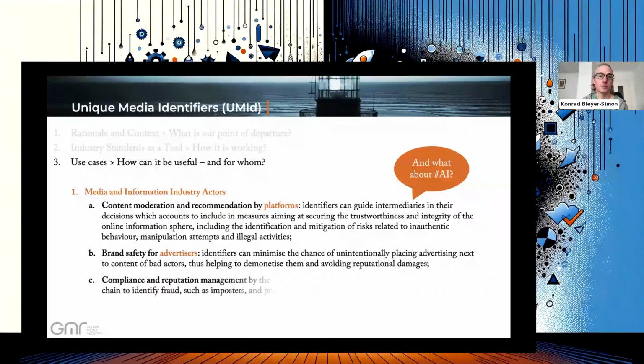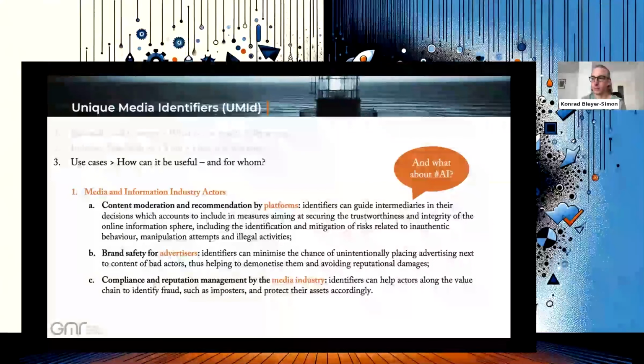The next point is compliance and reputation management by the media industry. So this is straightforward. If you are a media publisher, it's in your interest to make sure that the imposter account that pretends to be you is not you. And if you have a unique identifier that can prove that only certain kinds of accounts or publishers or outlets belong to you, then it makes the situation much clearer.